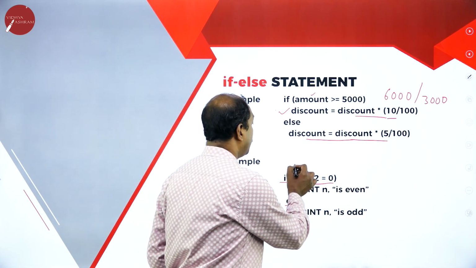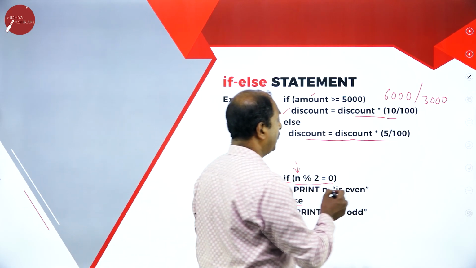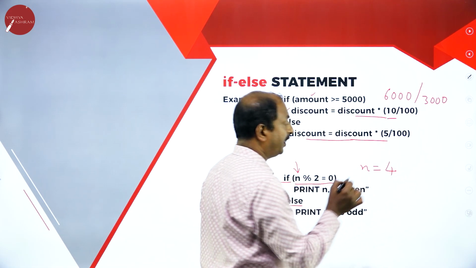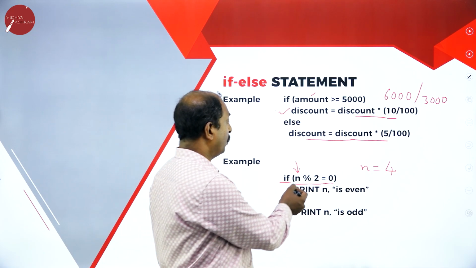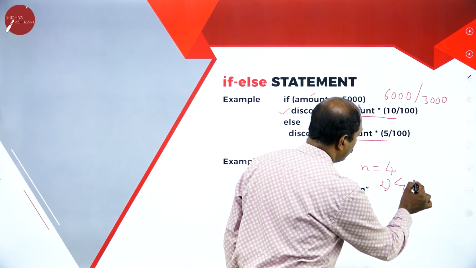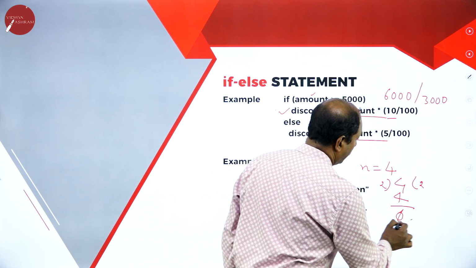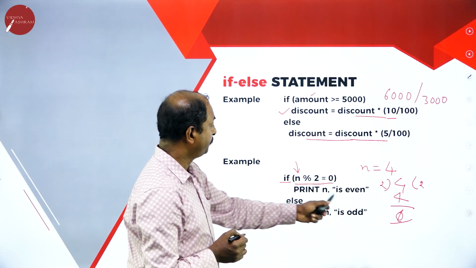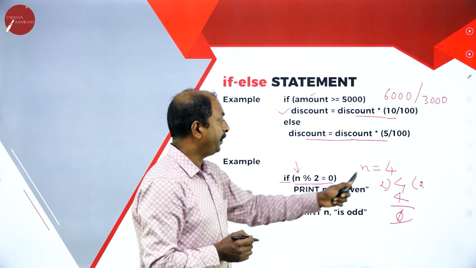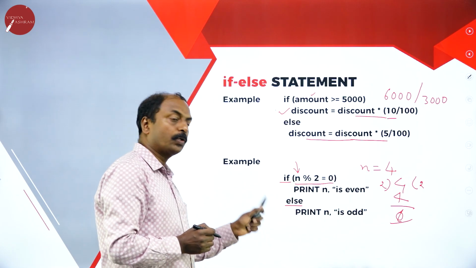Here the user is supposed to enter a value for n. For example, suppose I enter the value of n as 4. Look at the condition now: 4 divided by 2, 2 twos are 4, remainder 0. So in this example the remainder is 0. It says n, the given number 4, is an even number, and comes out of the if else construct.